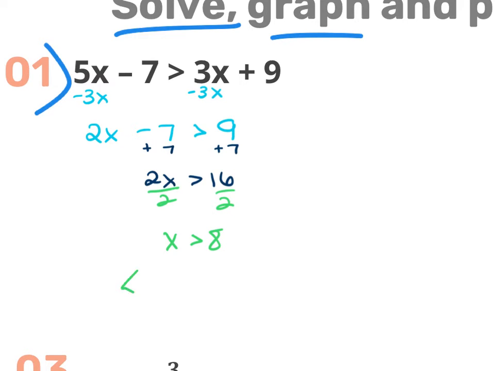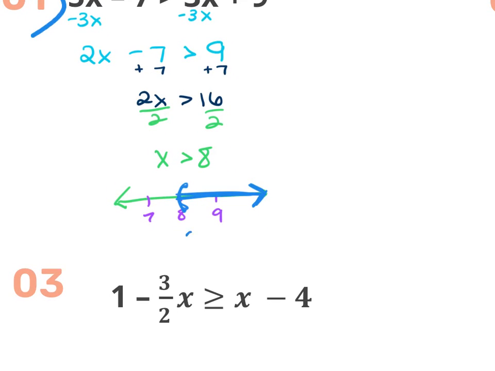Now I need to graph it. So I'm going to have like 7, 8, 9. Parentheses on 8, greater than would point to the right. And my interval notation is a parentheses on 8 to positive infinity.